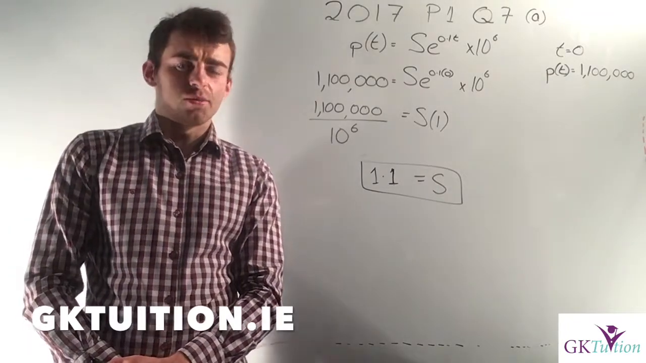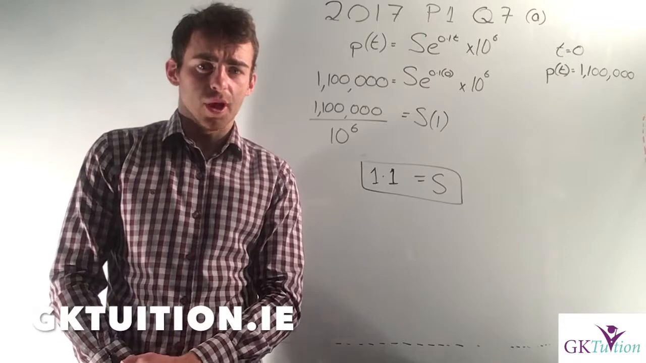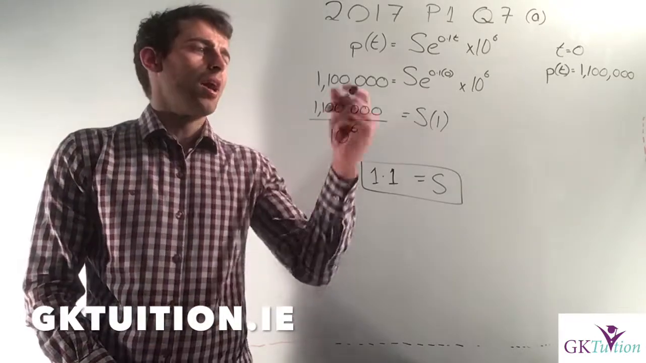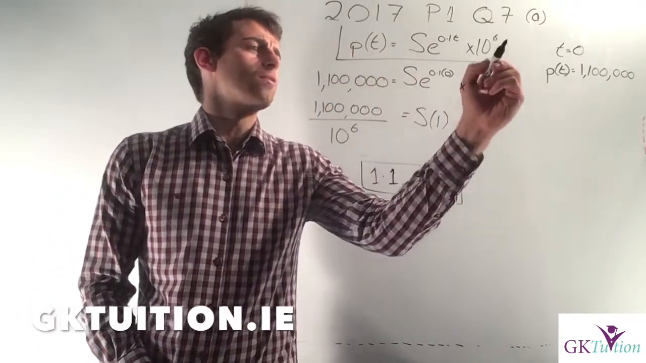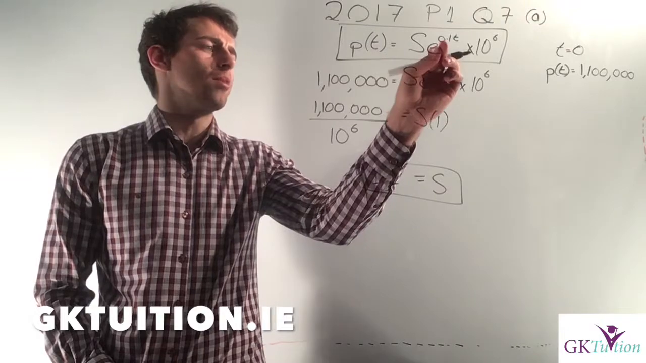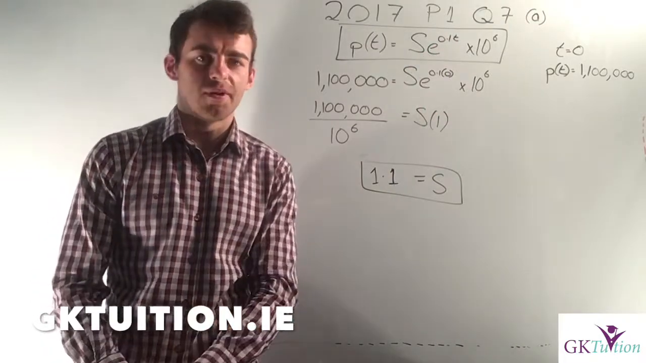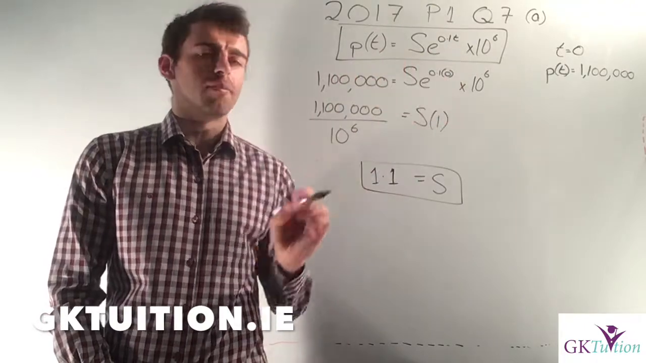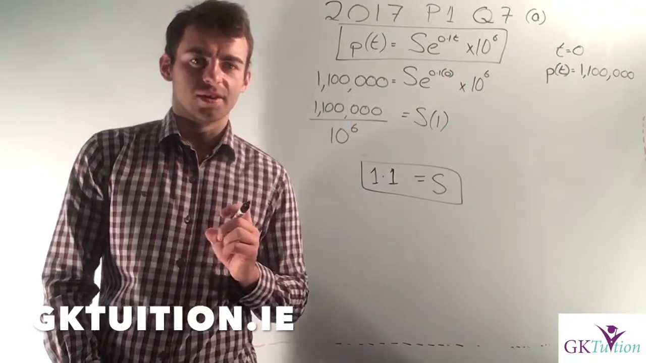This is question 7 that we're going to talk about. In this question we're told that the future population of a city can be predicted by using a formula, and the equation for Sapphire City is P of t equals S times e to the power of 0.1t by 10 to the power of 6, where P of t represents the population, t represents the time, and S is a constant.